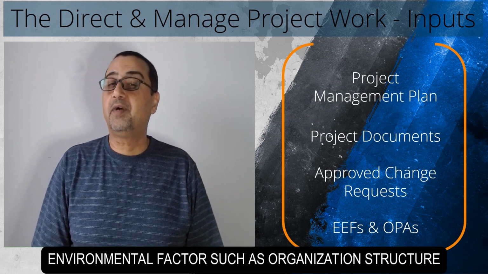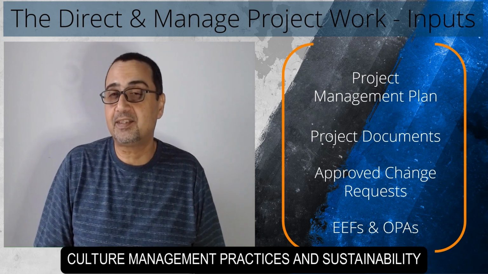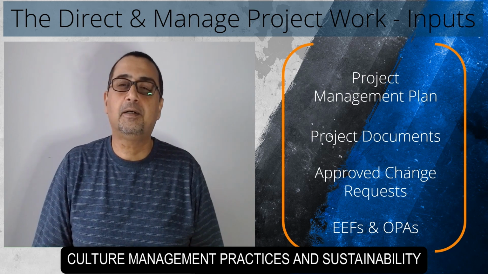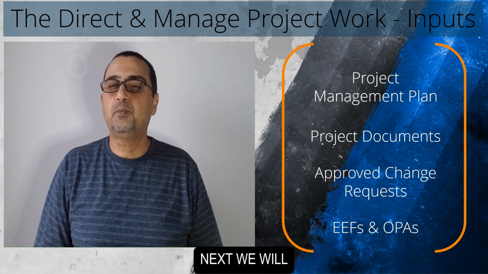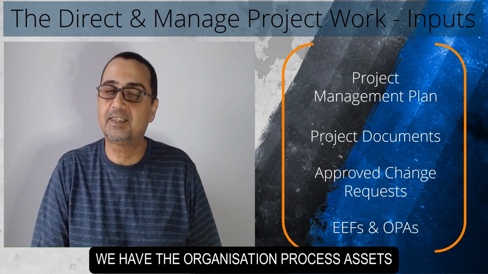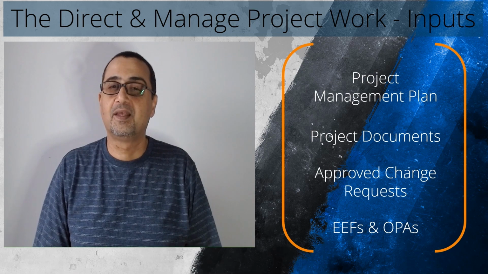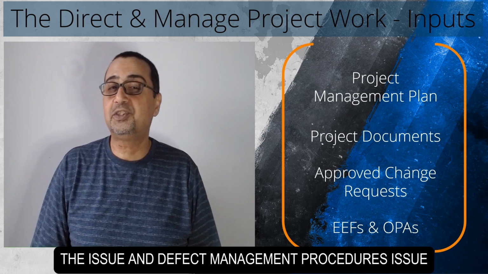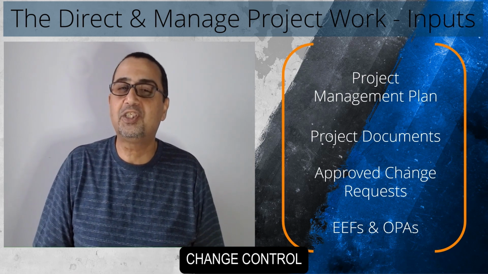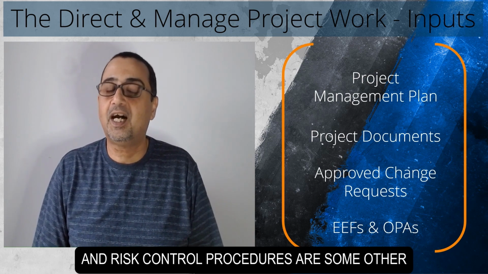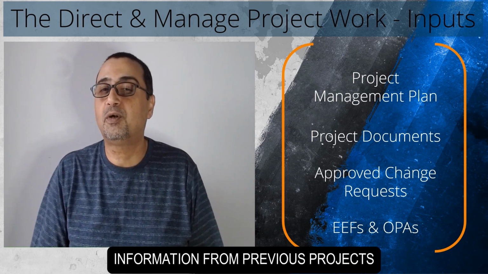Then we have the enterprise environmental factors, such as organizational structure, culture, management practices, and sustainability, infrastructure, and stakeholders' risk threshold. Next, we have the organizational process assets, such as organizational standard policies, processes, and procedures. The issue and defect management procedures, issue and defect management databases, performance measurement database, change control, and risk control procedures are some other sets of inputs. And finally, ending with the project information from previous projects.